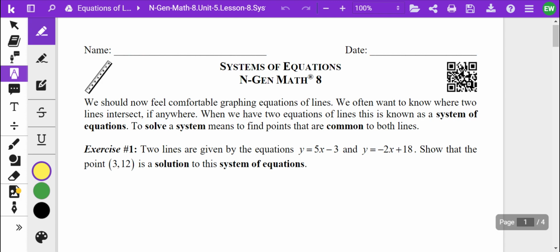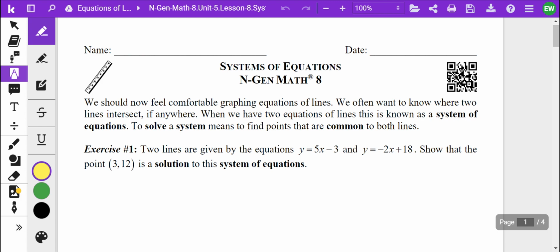All right, so this is lesson 8, and this is called Systems of Equations. Okay, so we have equations, we have linear equations, we've been graphing linear equations. And when we talk about systems of equations, it sounds like a really weird word. Like system is a way of doing things, but that's not what a system means in this case.